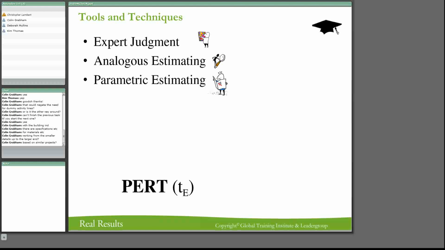Now, parametric estimating. In this one, what we're looking at is the relationship between historical data and variables. Let's take construction: you'd probably use the area or square footage, and you'd calculate an estimate of an activity using parameters such as cost, budget and duration.